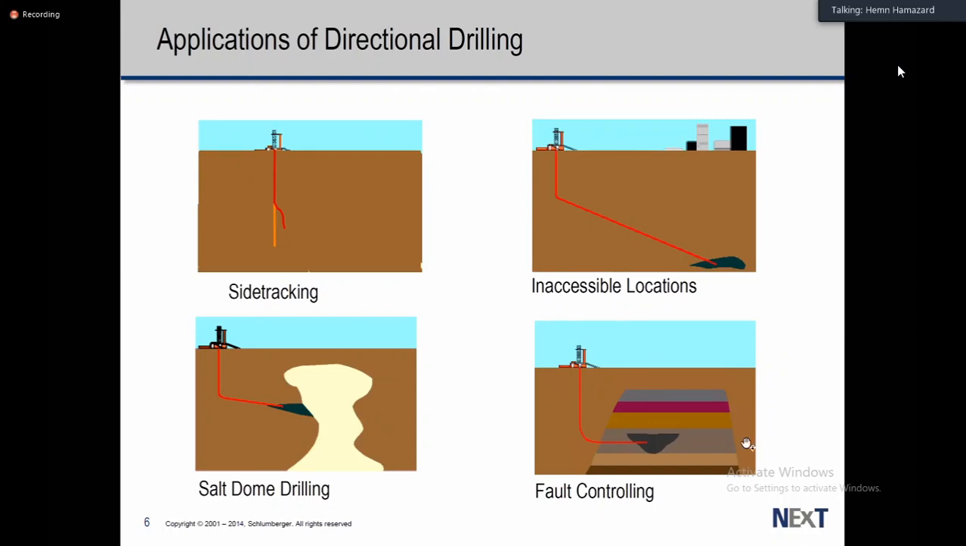Or if you have a fault, a geological fault. A geological fault means you have a formation, and then because of some tectonic movements, you have the same formation down below, so it will repeat again.